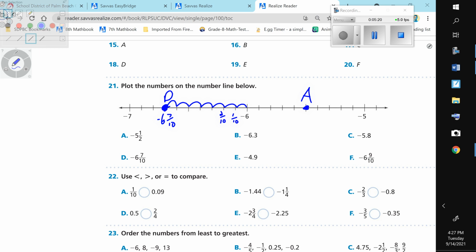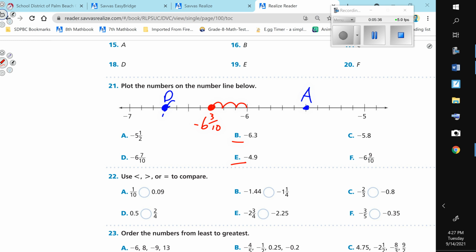Now what we're going to do together is we're going to do B and E. B is negative 6.3. So 1, 2, that's 3/10, negative 6 and 3/10, which is the same thing as negative 6.3. So that's where that goes. And then E, negative 4.9, it's going to be right before the negative 5.